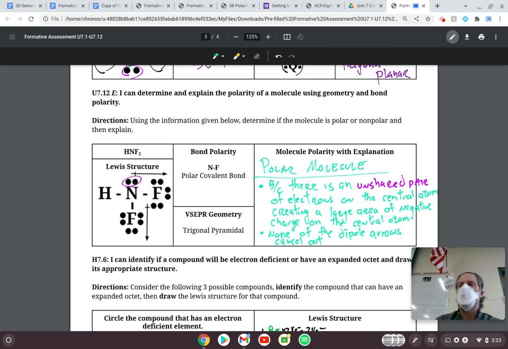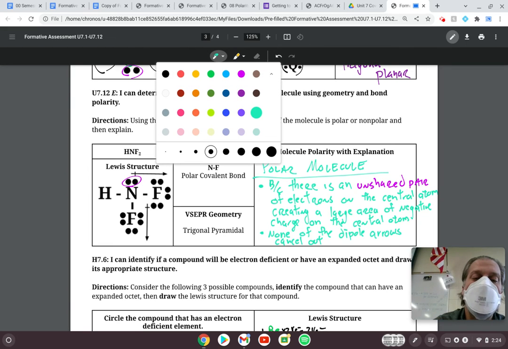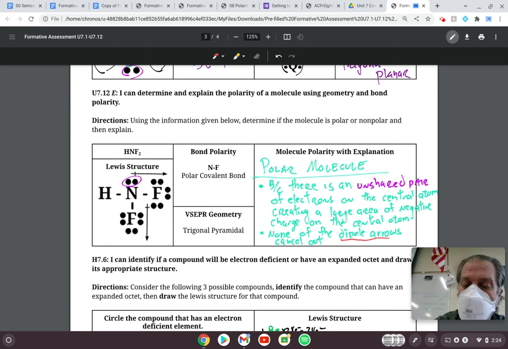Now, if this is the question on the quiz tomorrow, you would need to come up with both of those things. You would have to say that there's an unshared pair of electrons on the central atom that creates a large area of negative charge, and that none of the dipole arrows cancel out. So please be thinking about these things when you are coming up with your explanation as to whether or not this is a polar or nonpolar molecule. Questions?